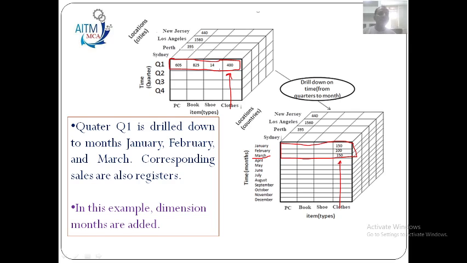So if you see the first quarter, how much? For the cloths, for the city Sydney, this is 400. Here also it is 400. Here we are getting the information in detail based on the months. Based on the month. Got it?